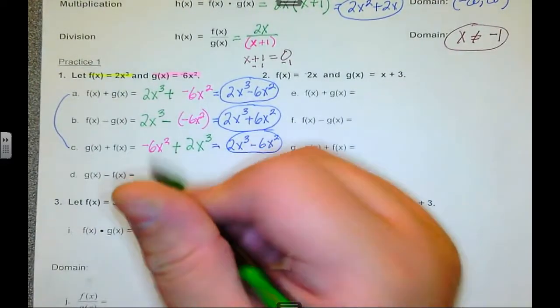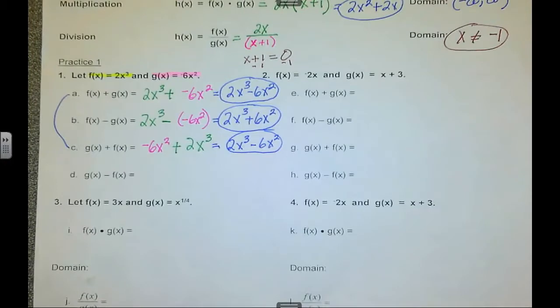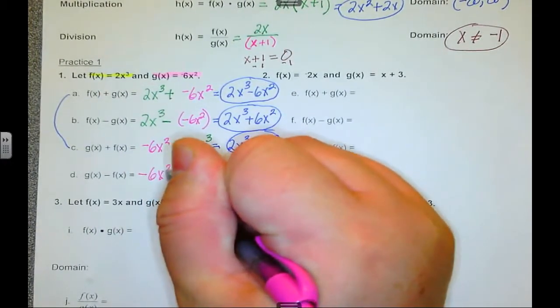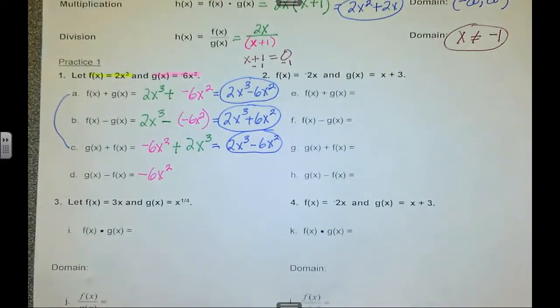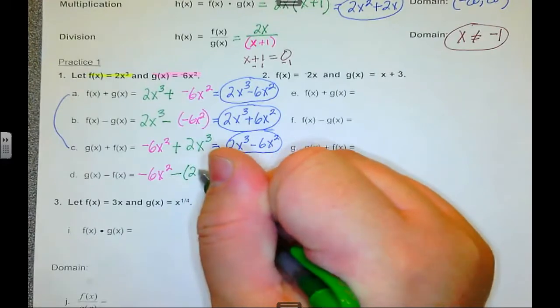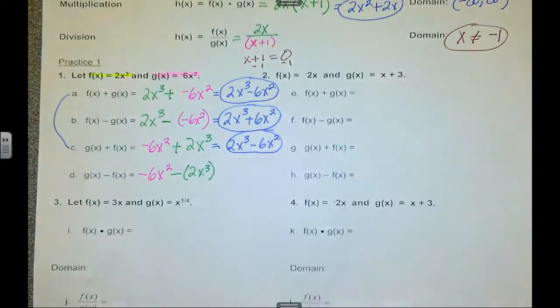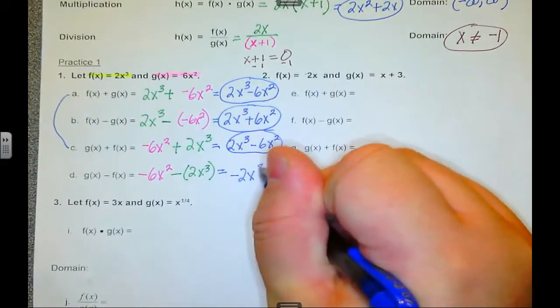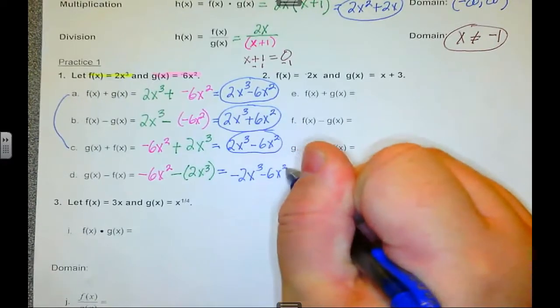And D, g of x, negative 6x squared, subtract the f of x, which is 2x cubed. Simplify it, I have negative 2x cubed minus 6x squared.